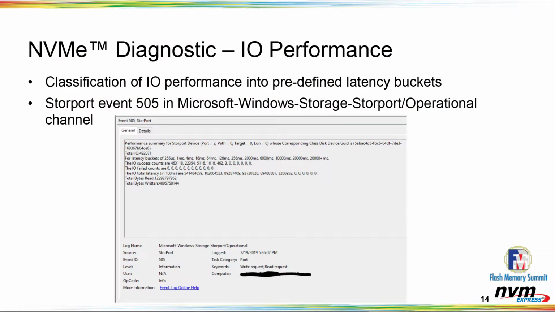StorePort will measure all I/O commands that it sends to the miniport, and then it classifies the latency of that command completion into predefined buckets. On the slide here, there is an example event of this latency bucket. StorePort gathers a roughly 1 hour summary of the I/O latency of all I/Os issued within the past hour, groups it into buckets, and shows you how many I/Os have completed within each of those buckets.